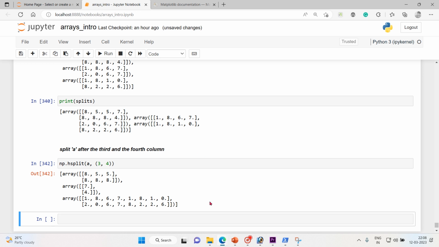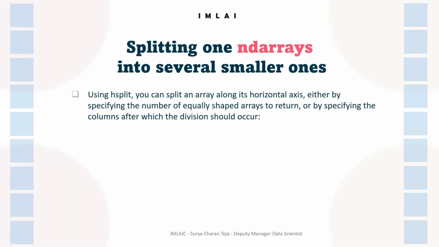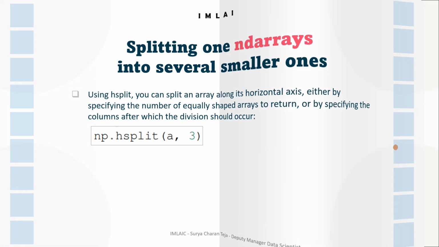So let me get back to the slide. This is the hsplit method we have used to do the splits. You can do 3 or any number of splits that you want. In addition to that, if you want to split at specific rows and specific columns, you have to give the second argument as a tuple of number of rows, comma, number of columns.